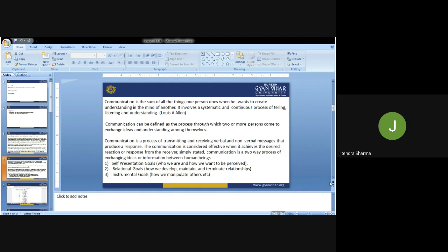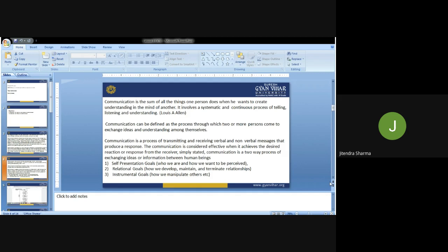Communication can be defined as the process through which two or more persons come to exchange ideas and understanding among themselves. It means they exchange ideas and have the same understanding among themselves. So we can define communication as a process through which two or more persons exchange ideas and thoughts and have a common understanding among themselves. Ultimately, they achieve the level of common understanding.